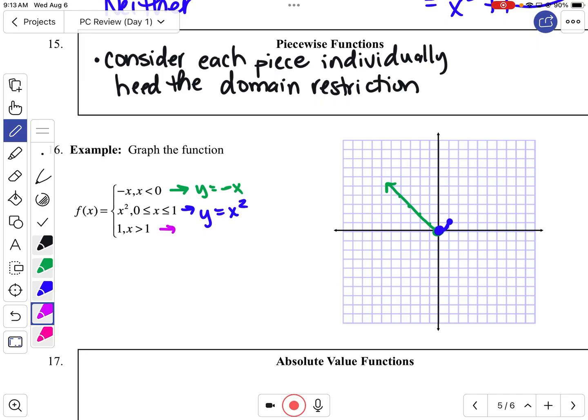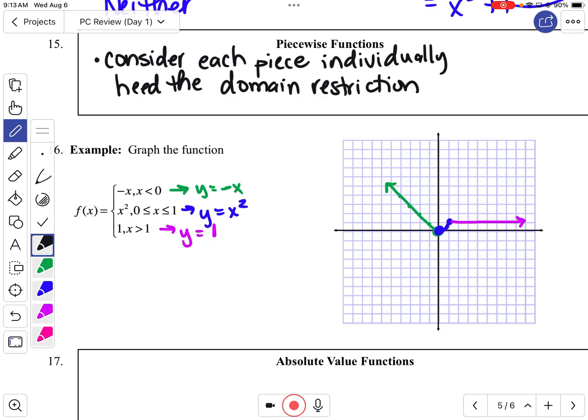And then the last one is the equation y equals 1 anytime x is greater than 1. What does y equal 1 look like? Horizontal line. So because we've already included with the blue, we can just pick up right there and extend out for the 1 forever. And there's our graph.